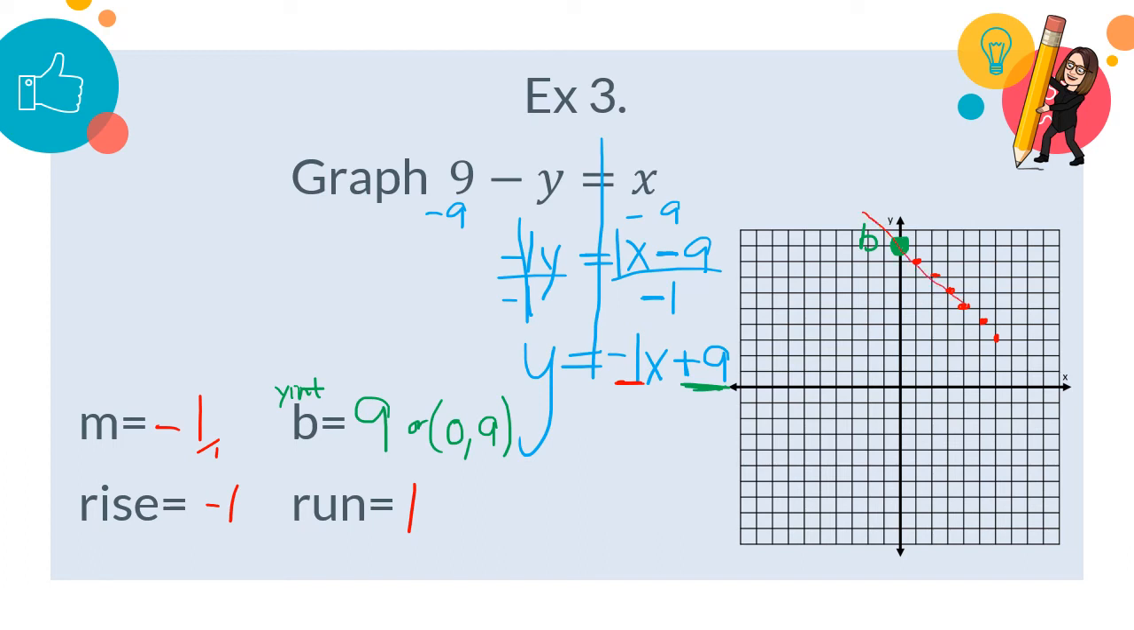Step 4, connect. Step 5, label your B and draw arrows.